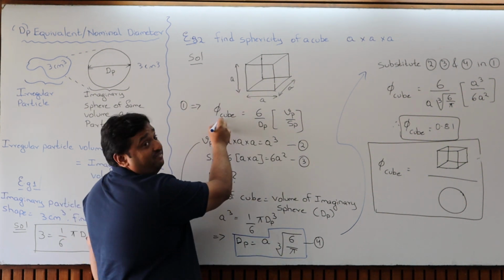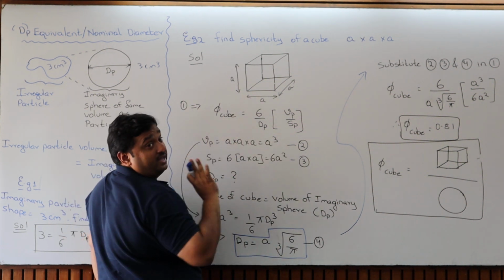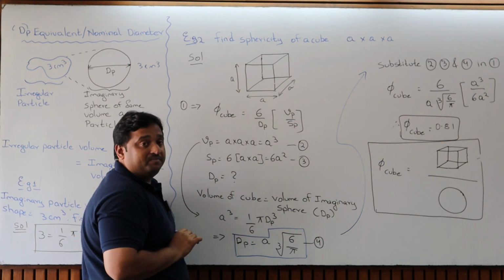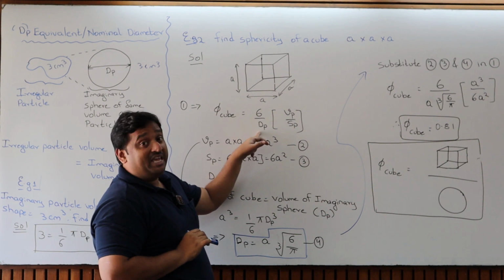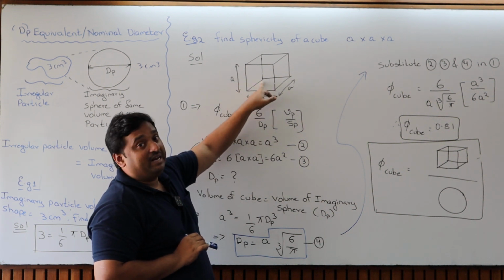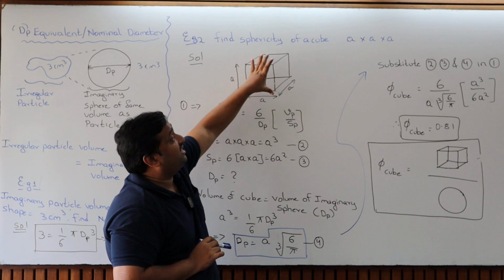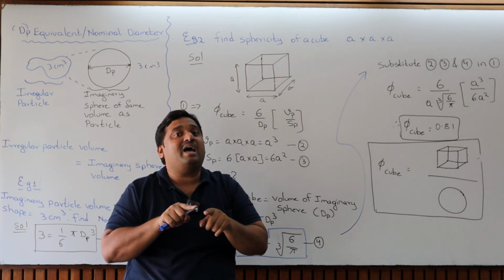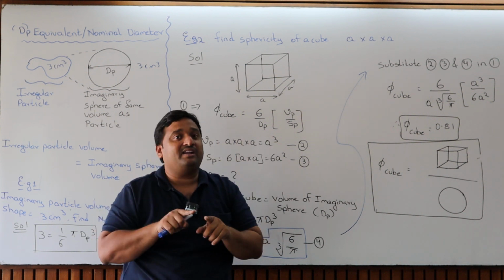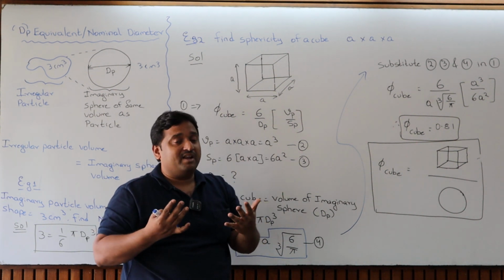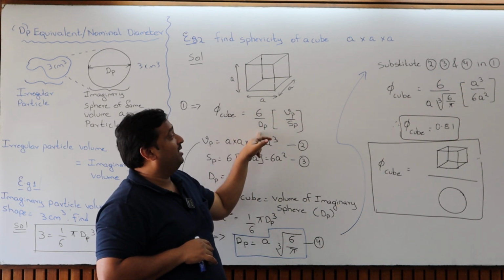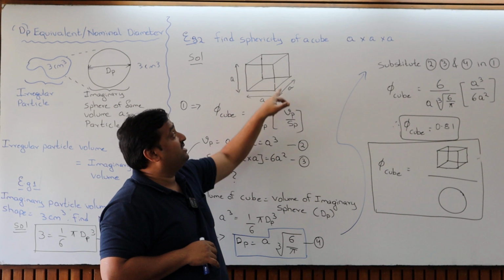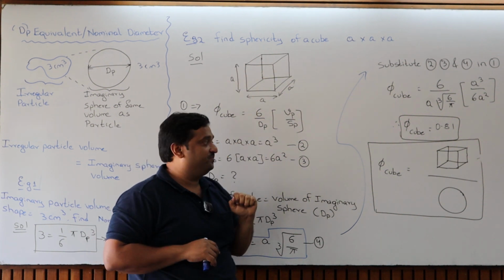So, the sphericity definition: phi of the cube is nothing but 6 by dp times Vp by Sp. dp is the equivalent diameter of this particular cube. That means if you construct a sphere of the same volume as that of the cube, whatever diameter you get for that imaginary sphere is the equivalent diameter dp. Vp is the volume of this cube, Sp is the surface area of this cube.